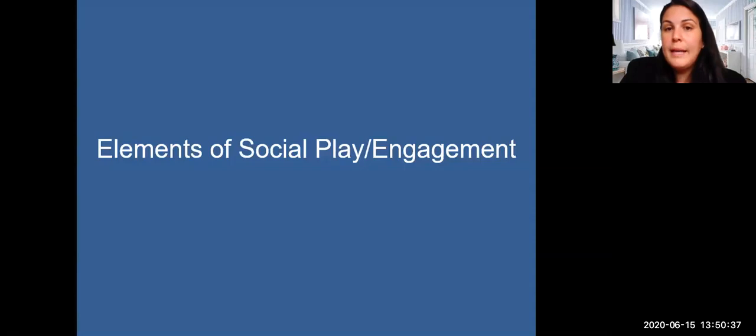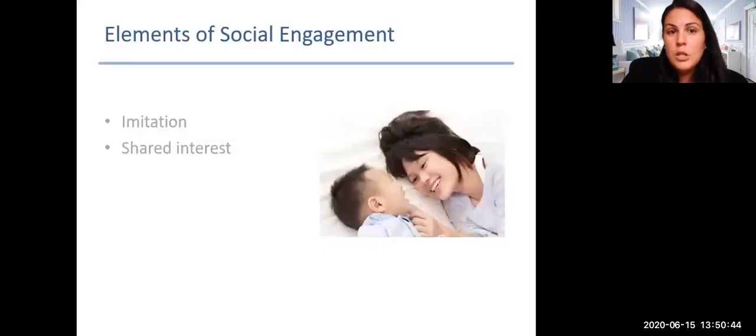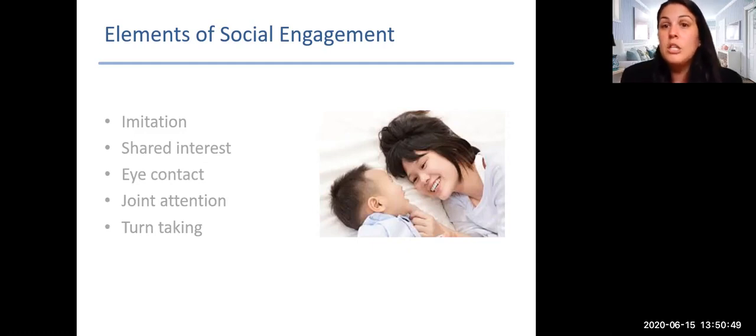So what are some of these elements of social play and engagement that we're looking at? First, I'm just going to go over them in general, but we're going to discuss them each individually. So we have imitation, we have shared interest, we have eye contact, joint attention, and turn taking. And all of these are very important in order to really engage and share in that back and forth with someone. And I'm going to talk about each of them individually and what that looks like.